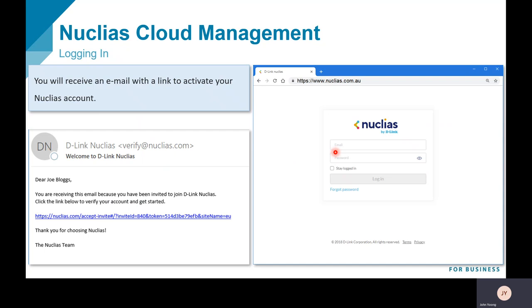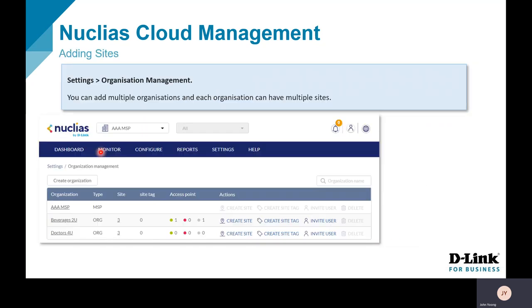So how are you going to access your account? Once you register with our Nuclias Cloud, we will send you an email to activate your account, as you can see over here. Just click on the link. It will ask you to create your own password. Once you create that, you can put in the new username and password to log into the Nuclias Cloud.